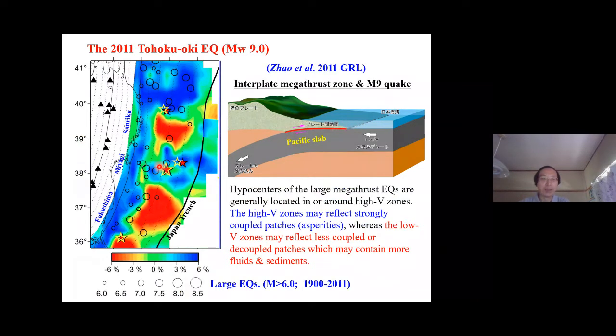This left figure shows the tomography along the fault zone. Here the blue color shows the high velocity in the fault zone, and the red color shows the low velocity. So even in the same fault zone, we can see strong variations in the seismic velocity. Here, the open circles show the larger earthquakes with a magnitude of more than 6.0 in the past 111 years, from 1900 to 2011. In the past 111 years, there have been so many big megathrust events in this area.